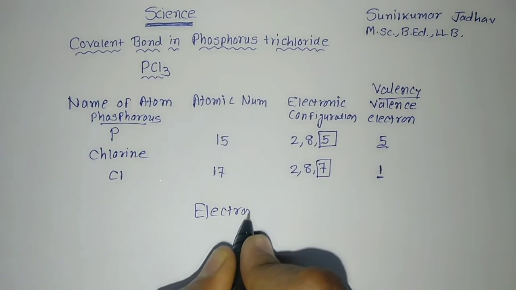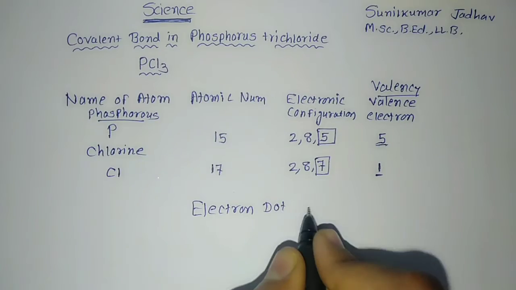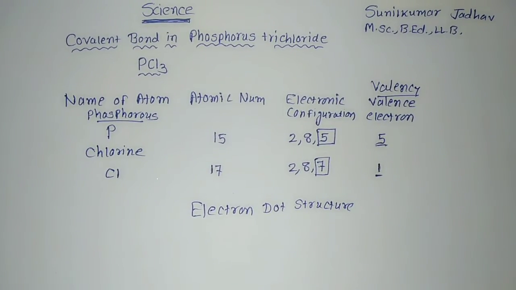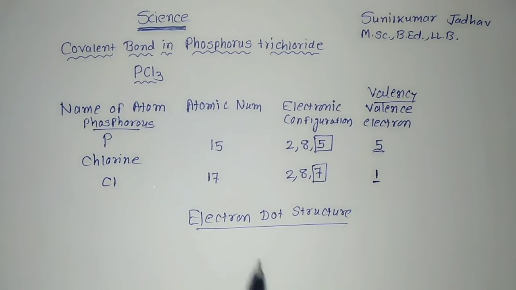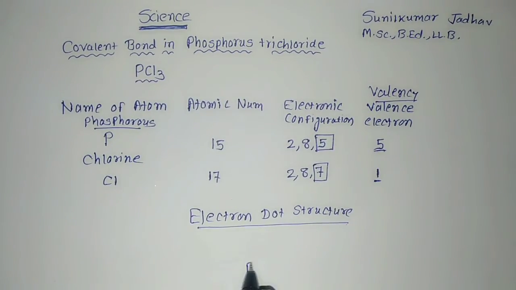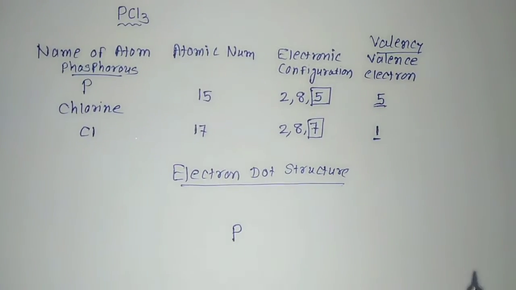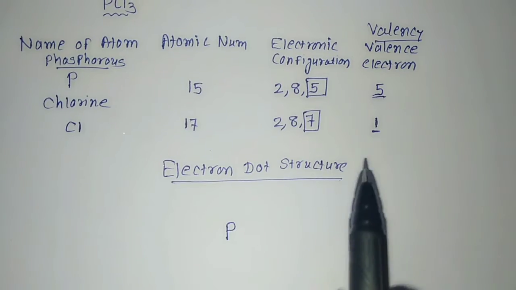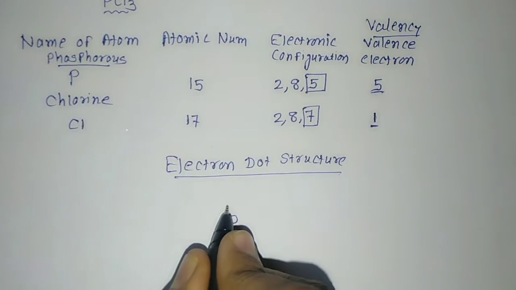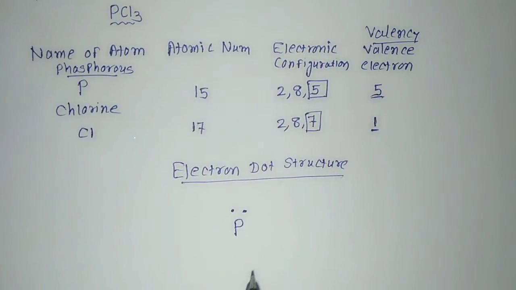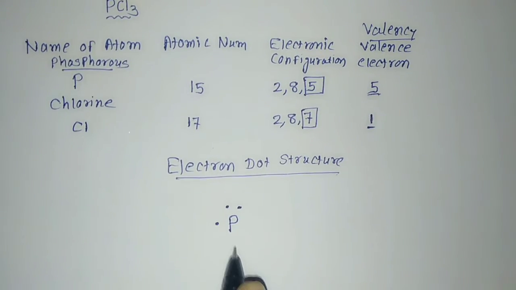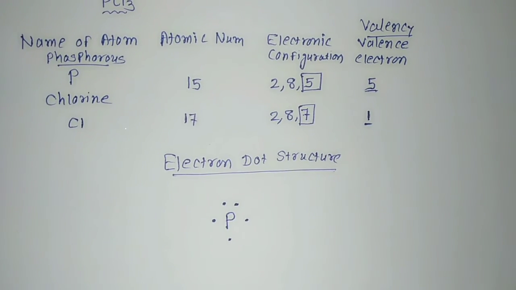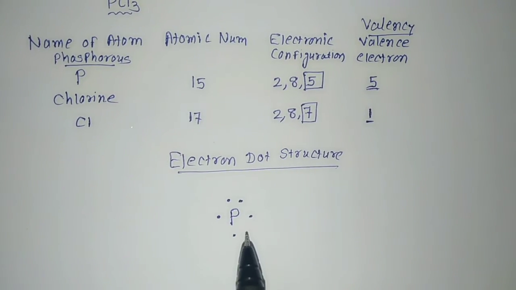Electron dot structure. Let us see now. You know that electron dot structure while we are showing, first of all I will write phosphorus. How many number of electrons are there? That is, valence electrons are 5. I will show all these electrons with dots. So I will write it here 1, 2, 3, 4 and 5. I have shown all the 5 electrons around this symbol of the atom phosphorus.